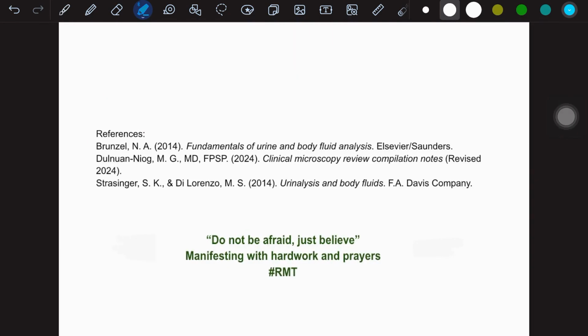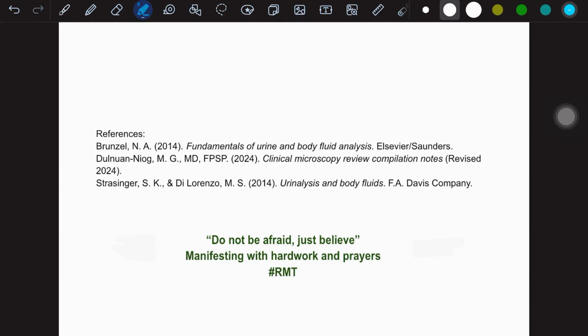So here, if you want additional readings, you can check your Brunzel. We also have our review compilation notes that you are using today and your Strasinger if you want to read more aside from what is in your notes and what is discussed today. Again, if you have questions and clarifications, you can ask me during our rationalization during the didactics.